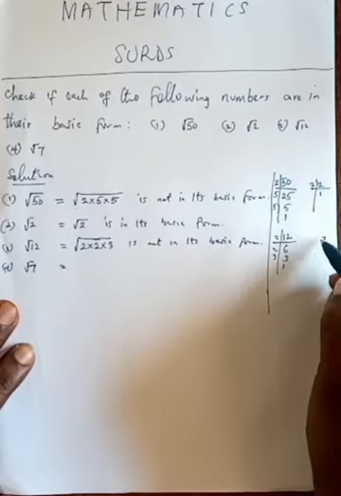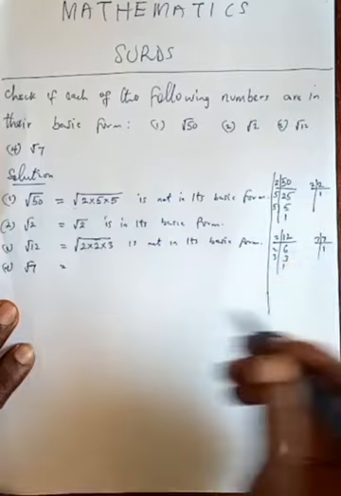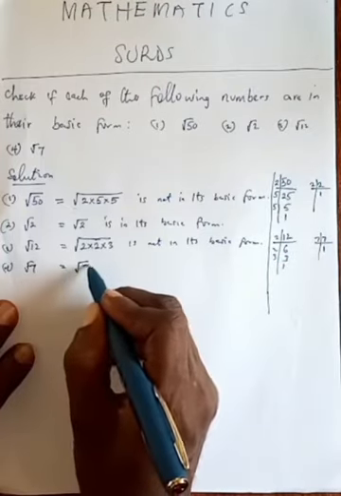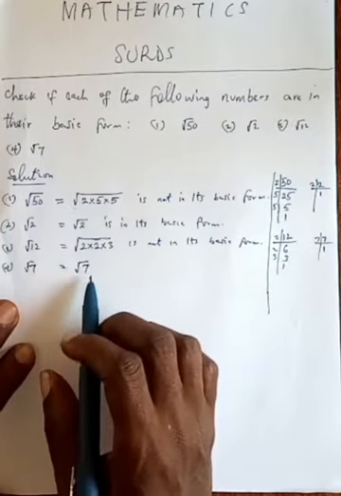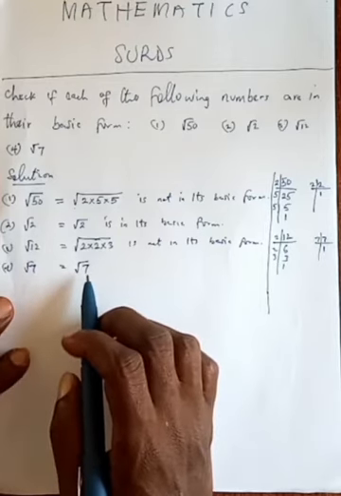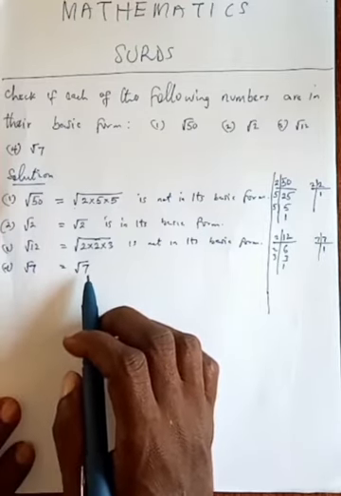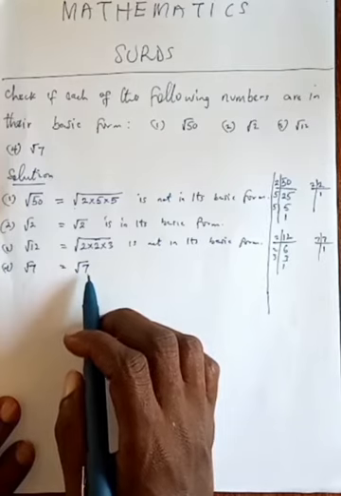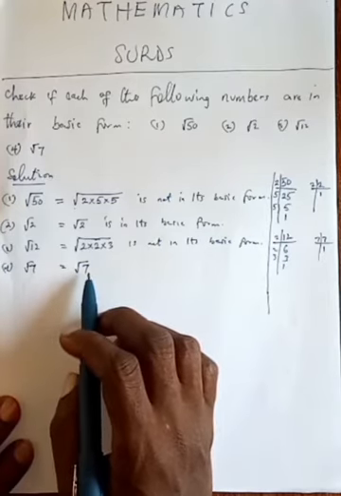And we can see very well that when 7 is reduced to 1, only 7 will be used in doing that. And we're also going to observe in this case that no repetition of any number occurs. So we say root 7 is also in its basic form.